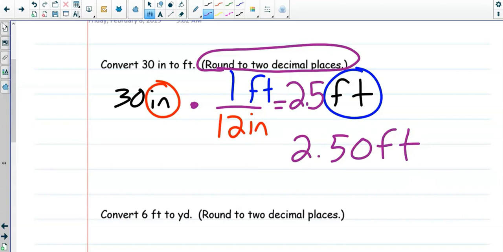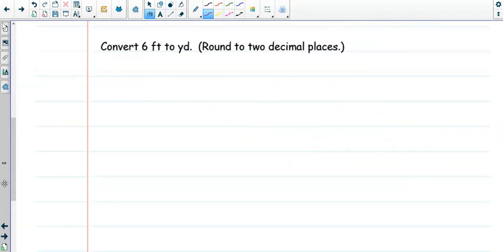So down here, I want you to convert 6 feet to yards. Again, you can round to 2 decimal places. So pause the video, give it a shot. All right, so we are going from 6 feet to yards.